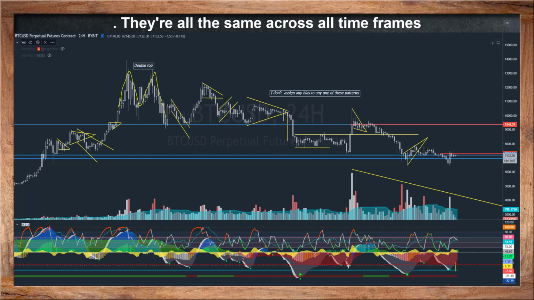They're all the same across all time frames, meaning you can trade triangles on a 1-minute chart, 5-minute chart, and for you scalpers out there, if you're a beginner, just know that when you're starting out, scalping is a lot riskier because your reward and risk ratio is always off. It can never be measured correctly.